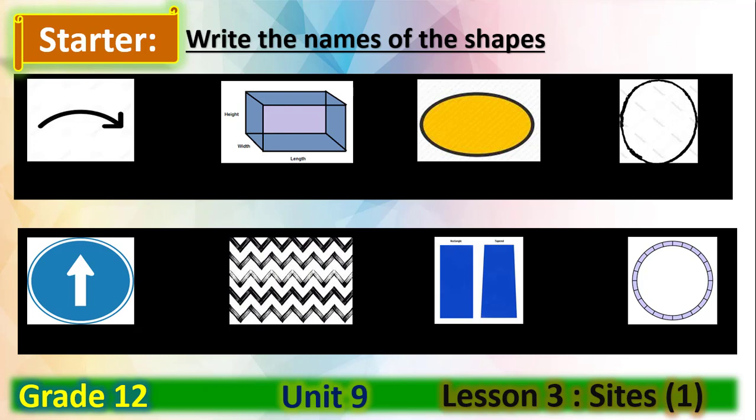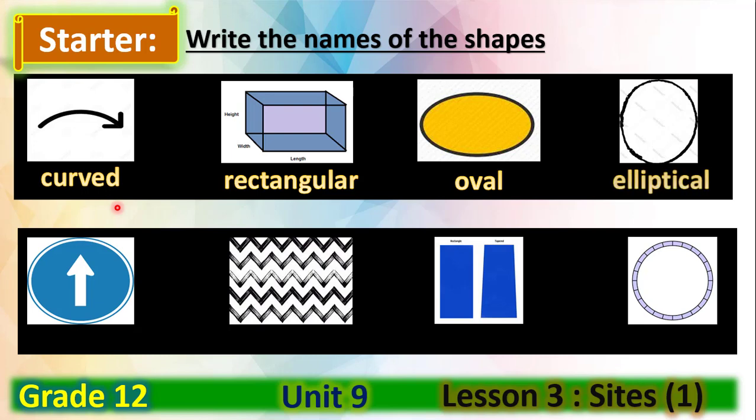Welcome back, my dear students. Now let's have a look at your answers. The first shape. What is the first shape? Excellent, curved. What about the second one? Can you say your answer aloud? Good. Rectangular. Let's move to picture number 3. Oval. What about picture number 4? Elliptical. Good. Let's move to the second row here.